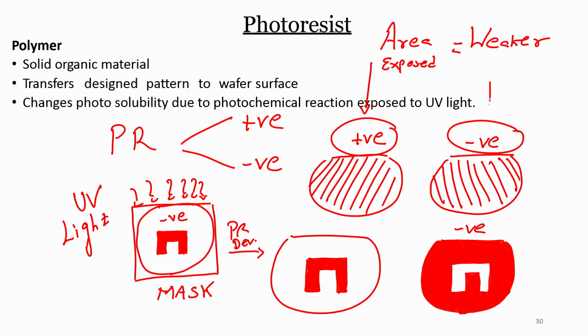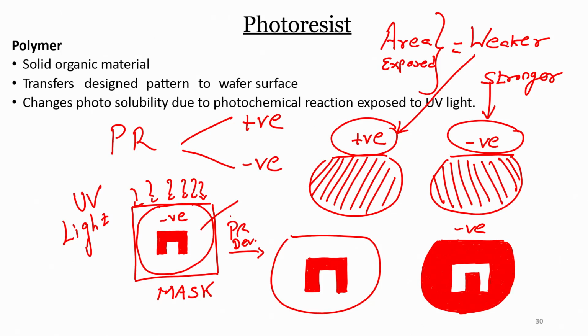In case of negative photoresist, it becomes stronger. Which one? The area exposed. Okay. In case of positive photoresist, it becomes weaker. In case of negative photoresist, it becomes stronger. You can see here, right?